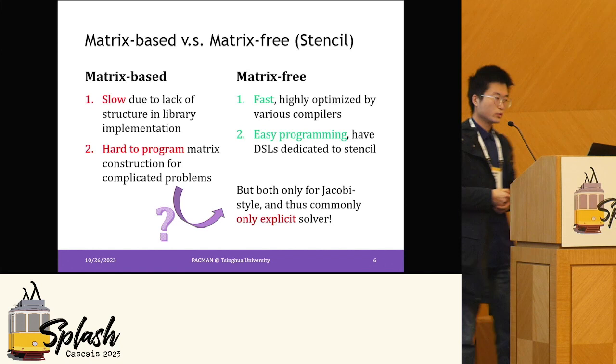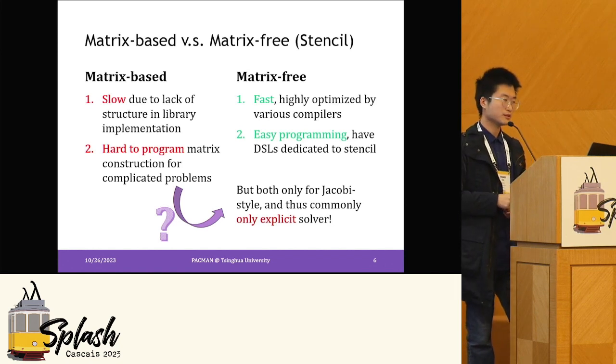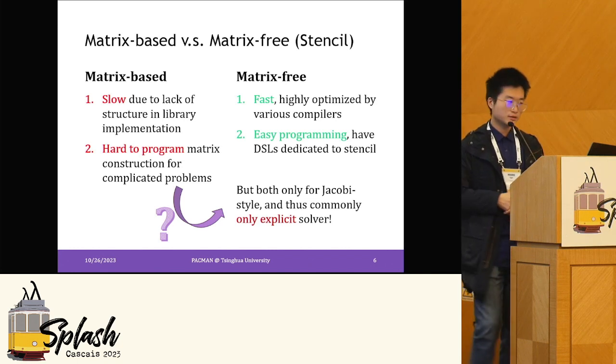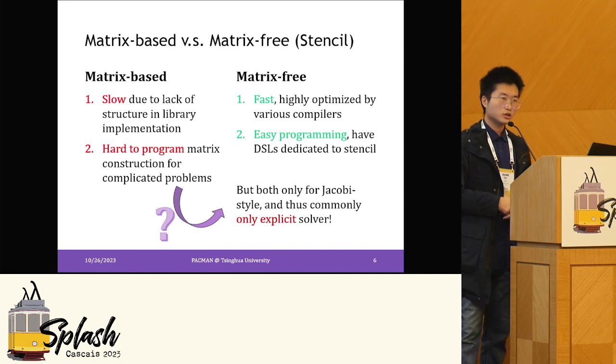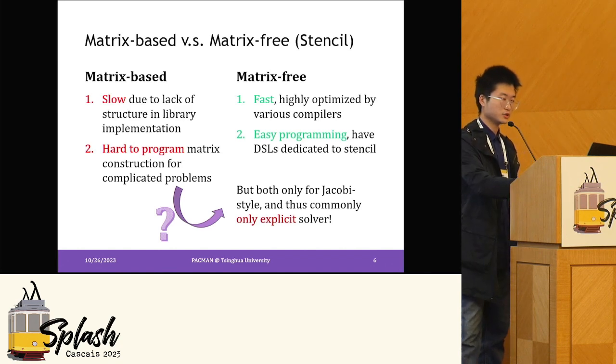So we have two kinds of methods here, one being matrix-based and the other being matrix-free. The matrix-based method is useful in the implicit solvers, but is slow due to lack of structure in the library implementation, and it's hard to program since the matrix construction for complicated problems can be twisted. On the other hand, matrix-free approaches, mostly the stencil DSLs, are fast and easy to program, but only work for explicit solvers. So the basic idea is to bring matrix-based abstraction to the matrix-free implementations, mostly over DSL.